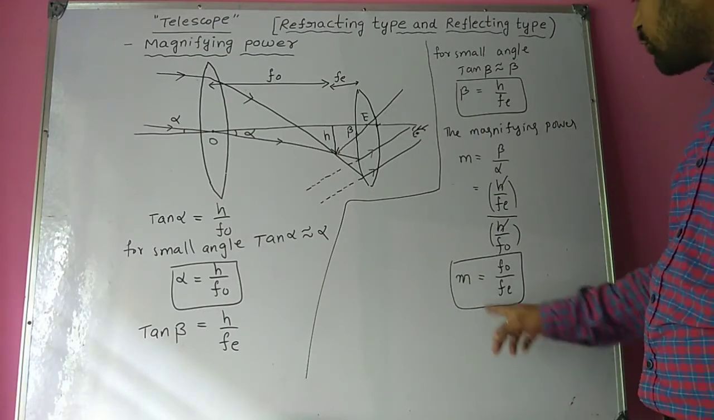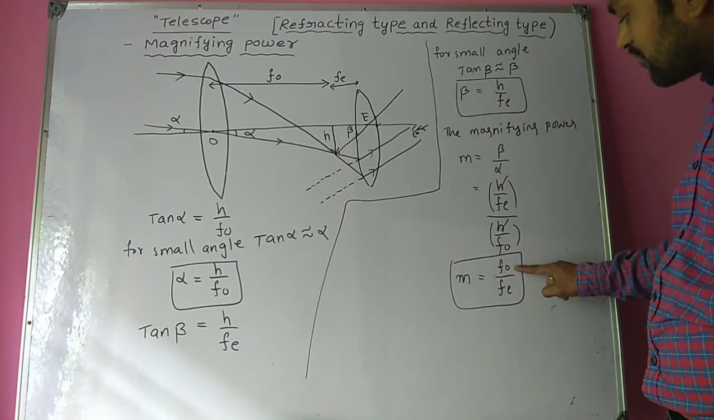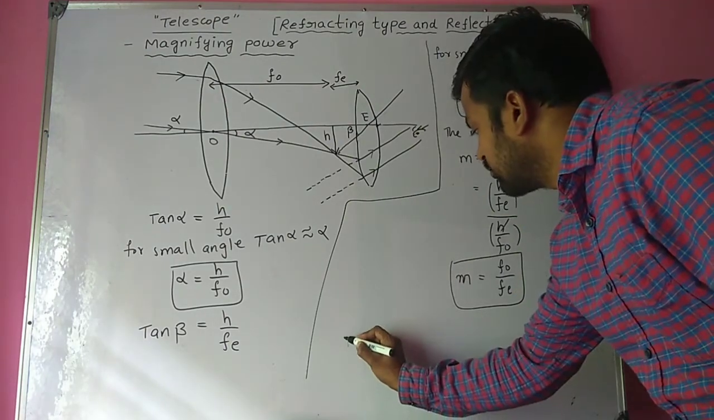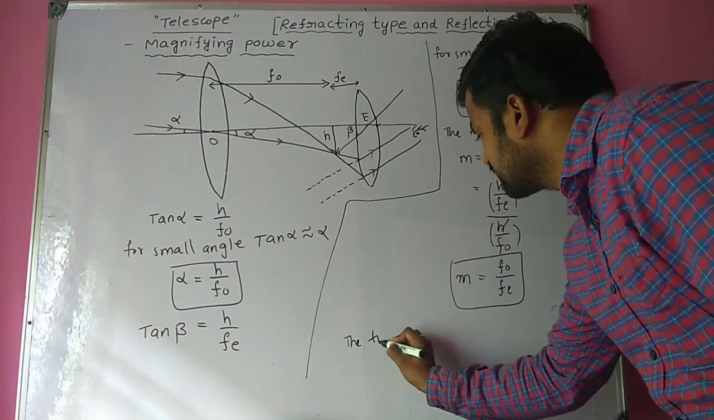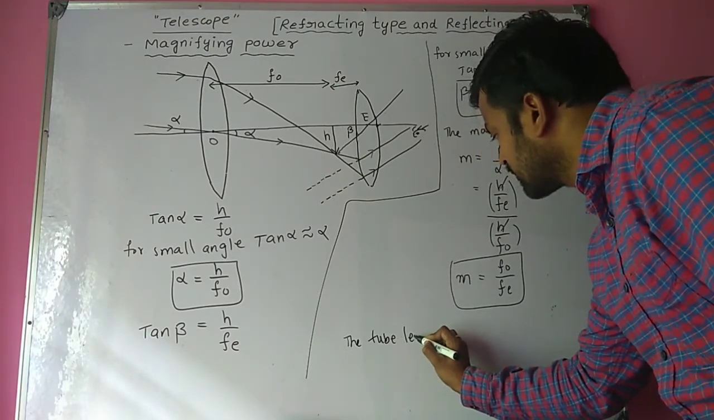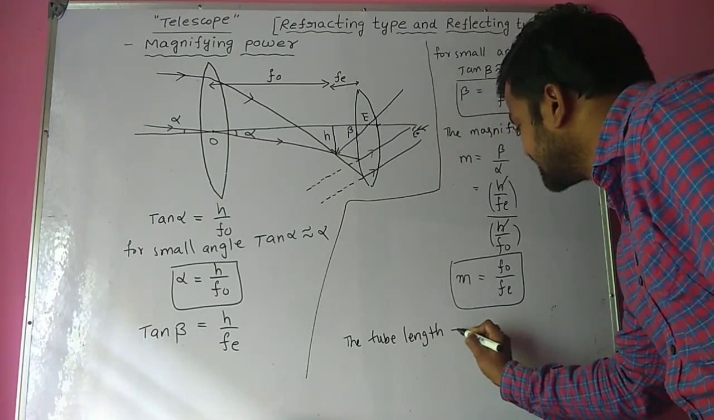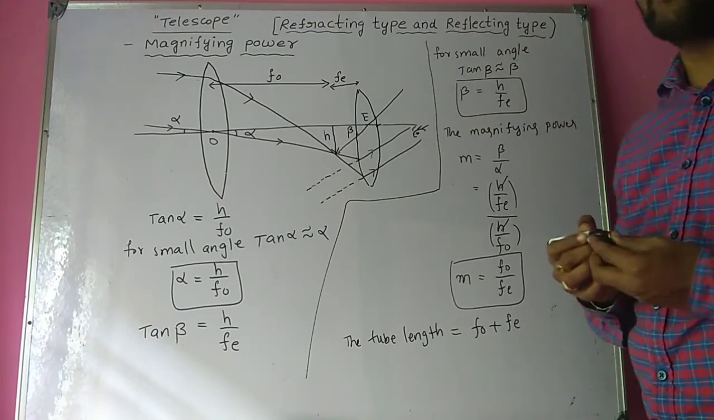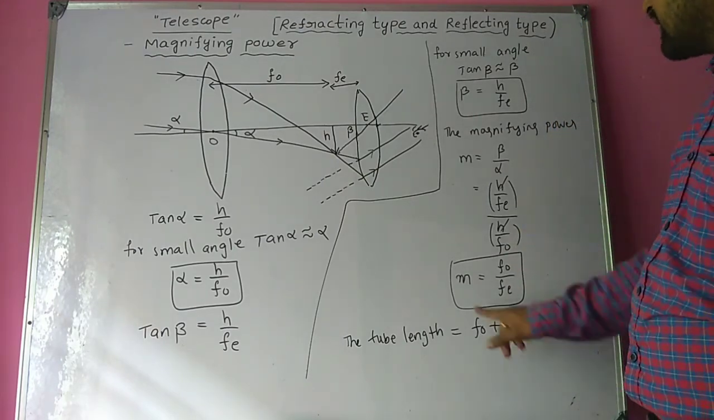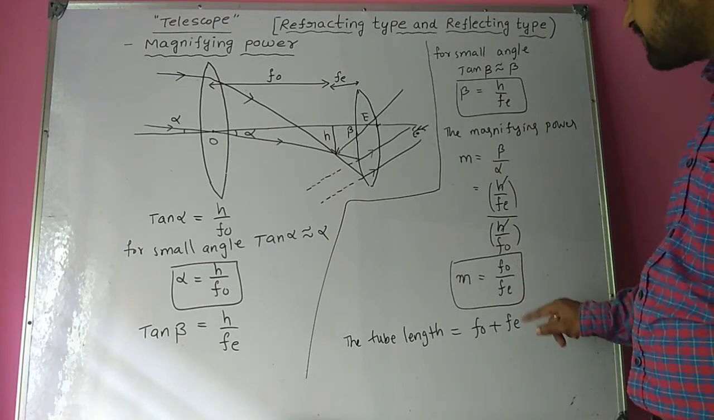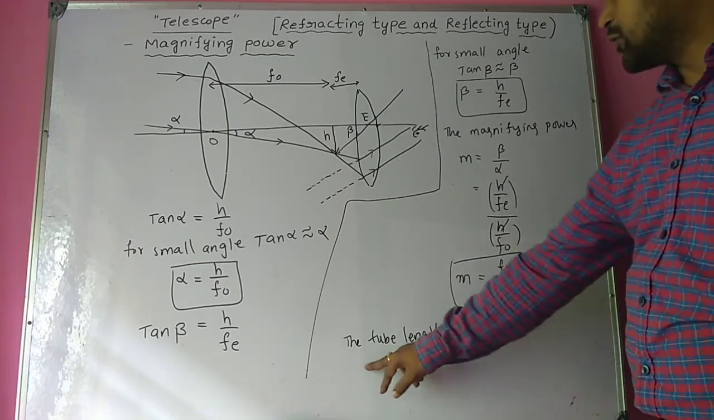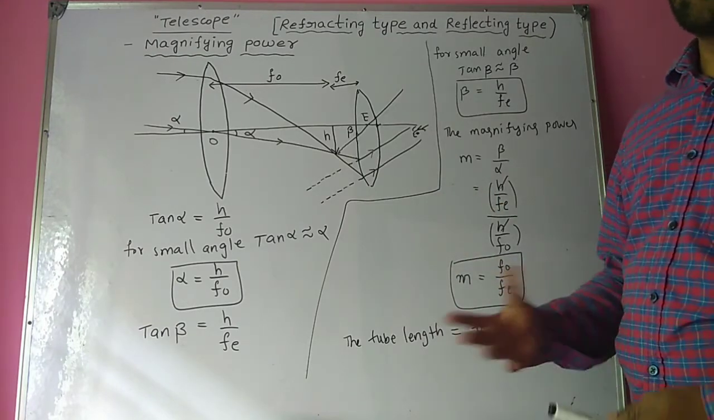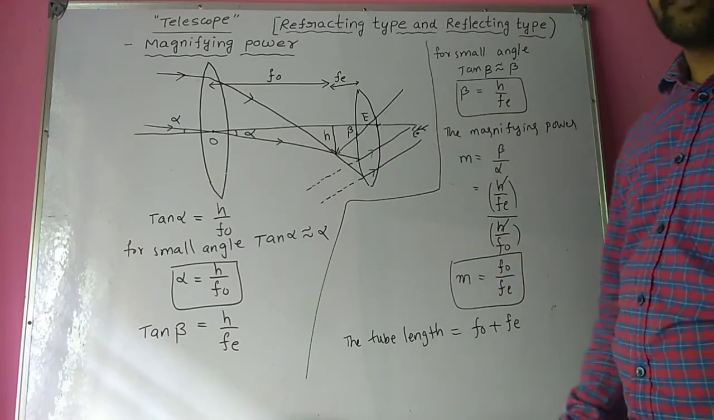Magnifying power of a telescope is the ratio of the focal length of the objective to the focal length of the eyepiece. Now in this case, the tube length is equal to Fo plus Fe. The tube length is equal to the sum of the focal lengths. In case of a telescope, the magnifying power M is equal to Fo by Fe. This is the ratio of the focal lengths, and the tube length is equal to the sum of the focal lengths. This is about the astronomical telescope and its magnification.